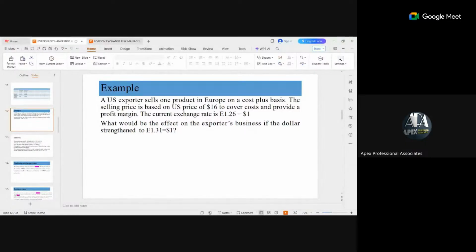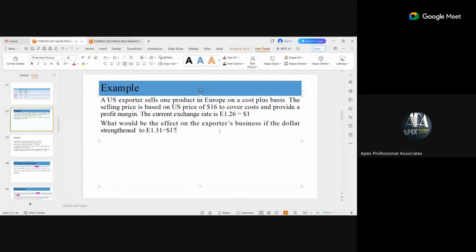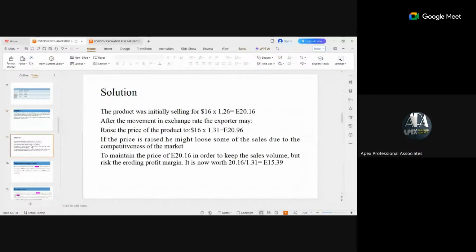Now, sometimes the easy way to know this is that when you write 1.26 equal to $1, you write the dollars on the same portion and make x equal to $16 and look for the value of x. If you are trying to convert to dollars, what we do most times is to divide. But now you're trying to convert dollars to pounds, so you multiply. I'll speak more on this in our next class.